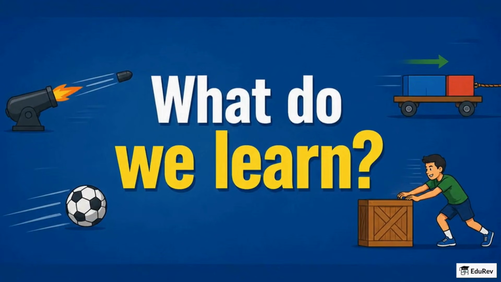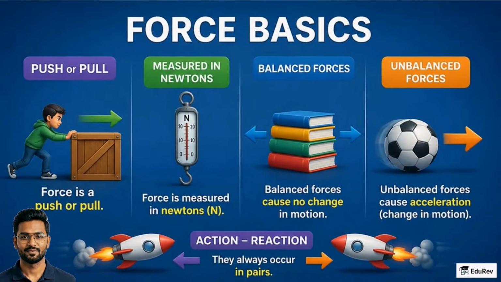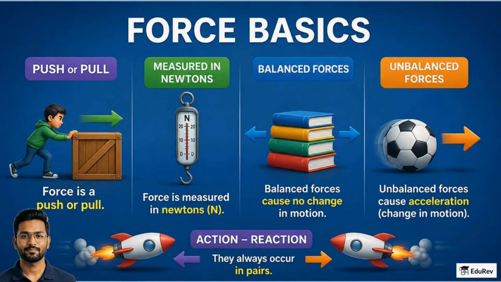So, what do we learn from this? We learn that force changes motion, and the net force decides if an object starts, stops, or speeds up, with the rules given by Newton's 3 laws. Let us quickly remember, force is a push or pull measured in newtons. Balanced forces give no change. Unbalanced forces give acceleration. And action and reaction always occur in pairs.